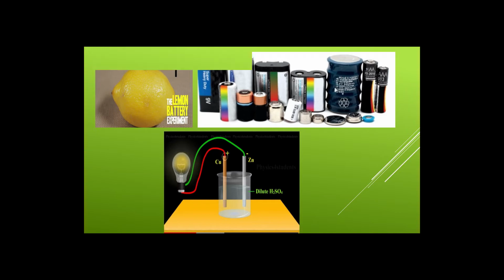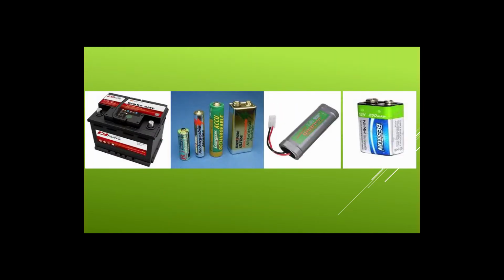Secondary cells. The specialty of secondary cells is their rechargeability. Secondary cells can be recharged once the chemicals get exhausted. So we can use them for a longer period of time. Car batteries, which are also known as lead acid accumulators, mobile phone batteries and certain torch batteries are examples of secondary cells.